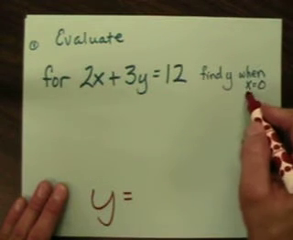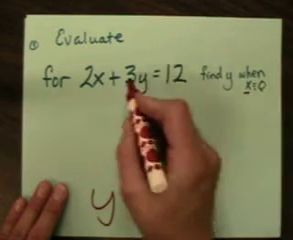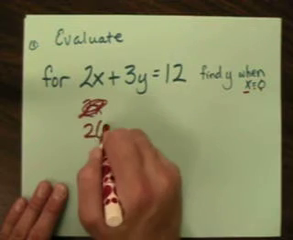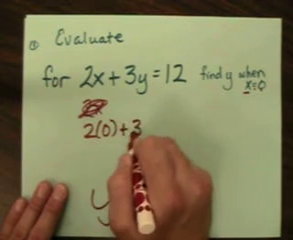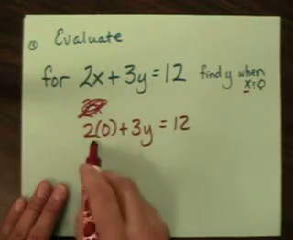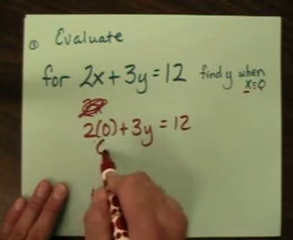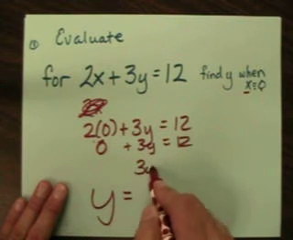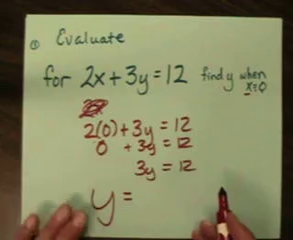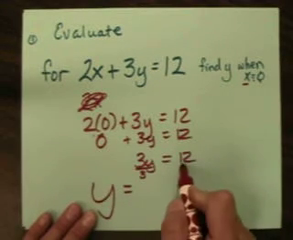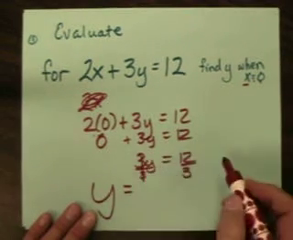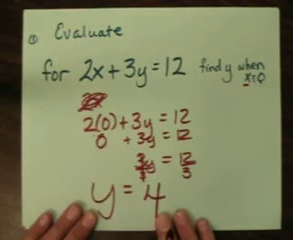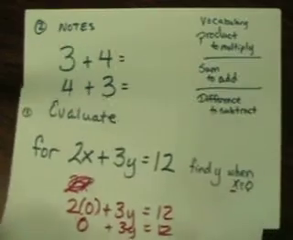Let's see, they told us that x is 0. So we're going to plug that in here. 2 times 0 plus 3y equals 12. I know that 2 times 0 is just going to be 0 plus 3y equals 12. So this is just 3y equals 12. Divide both sides by 3, just in the way that we solve equations, and we'll get y equals 12 divided by 3, which is 4. Okay, don't want to make this too long.